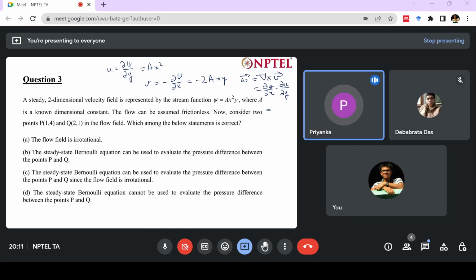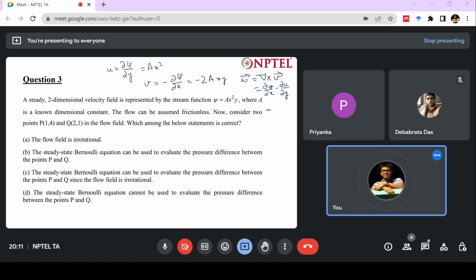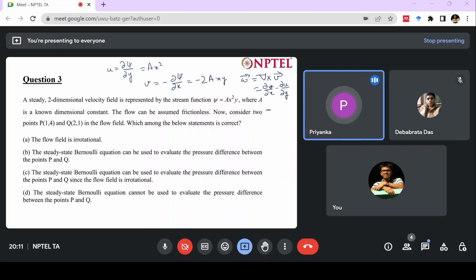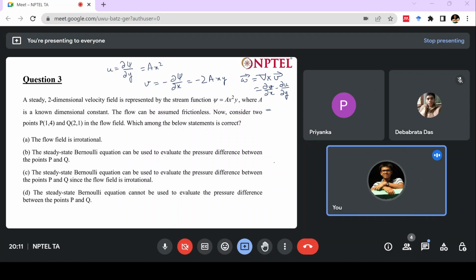It is not zero vector, sir. It's not zero, right? What is it? This is 2ay minus 2ay. So the second term is zero, but this is there, right? So this is minus 2ay, right? Take care. It's a vector.